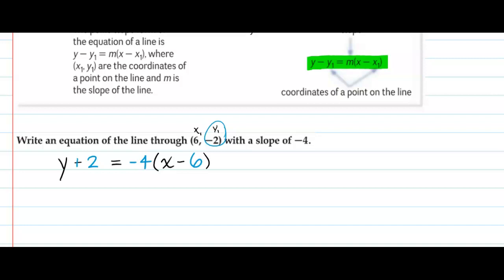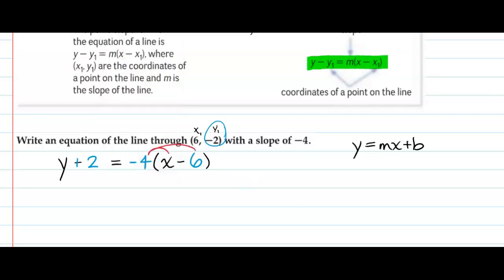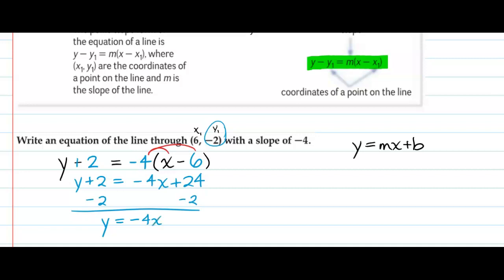If you'd prefer to get it in slope-intercept form, that's perfectly fine. Think about what slope-intercept form looks like. Y is by itself on one side, and there are no parentheses. So we can get it into that form quite easily. We're just going to need to distribute to remove the parentheses. Y plus 2 is -4x plus 24. I can subtract 2 from both sides. Y is -4x plus 22.